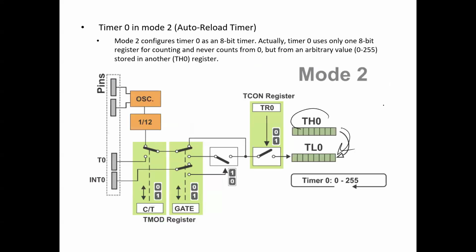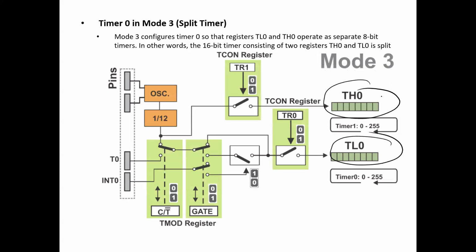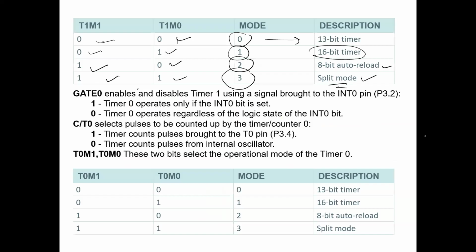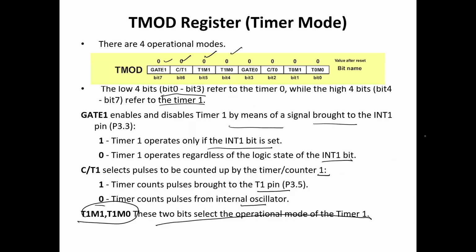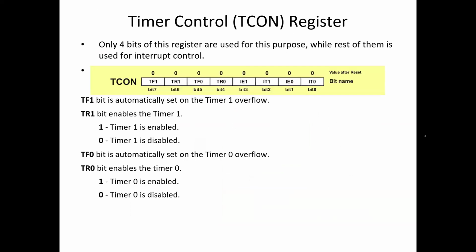Previously, what happened was TL0 would count and it would be transferred into TH0. But now in mode 3, both are independent timers. So that is all about the TMOD register. In the next session, we are going to discuss the TCON register. Thank you.